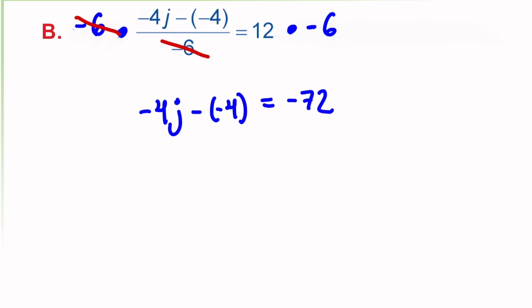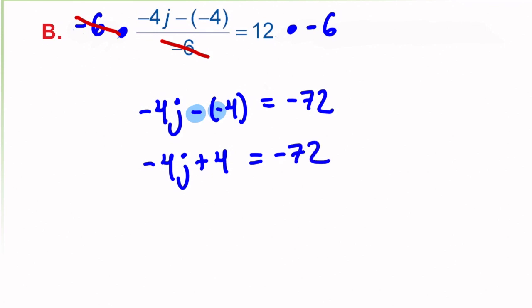Alright, so another thing that we need to look at is the fact that we have a minus a negative. So it's like saying negative times negative, or -1 times -4. So -1 times -4 will become a +4. So we're just going to rewrite this to make it look neater and simpler. A negative times a negative becomes a positive. So let's just rewrite it: -4 times j plus 4 equals -72.